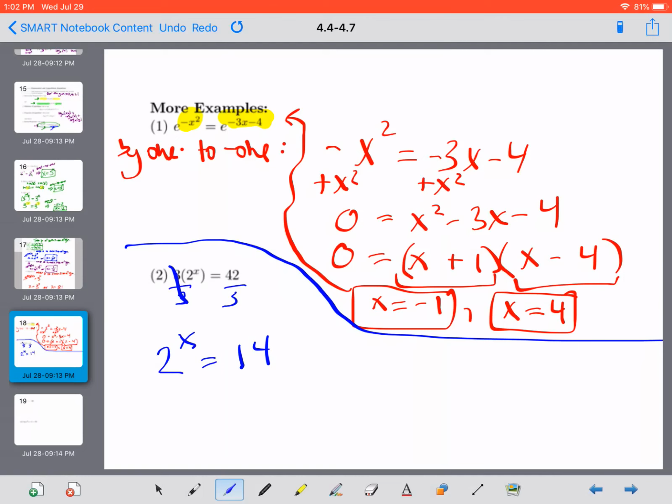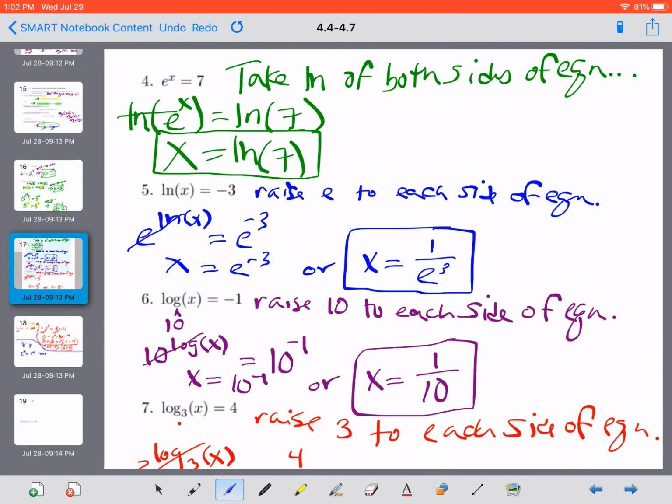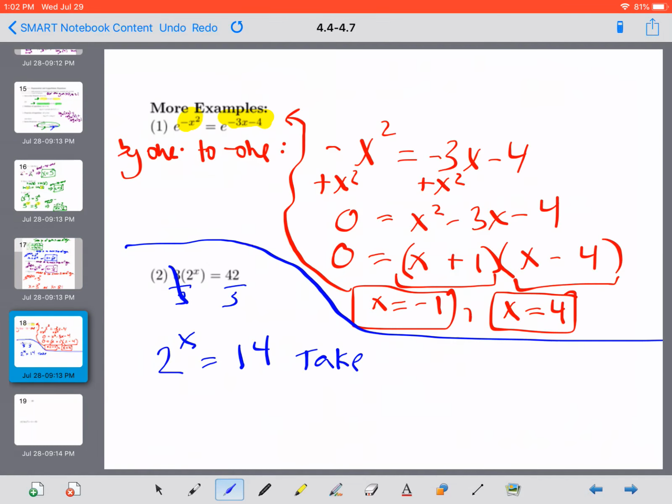Now I'm in that same position that I was in number 4. I have 2 to the x is equal to 14. I want to bust out that x from the exponent. So to do that, does it make sense to take the natural log of both sides? That's what I did here, but that's only because my base was e. So it made sense to take the natural log of both sides because the natural log is log base e. I have a different base here. Now my base is 2. So instead I'm going to take log base 2 of both sides.